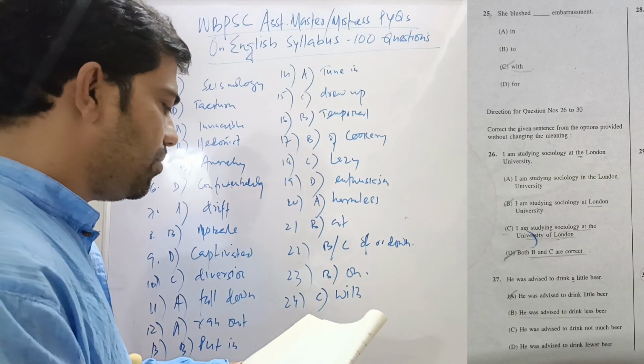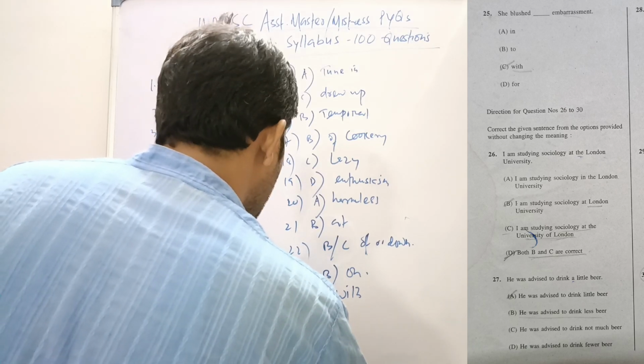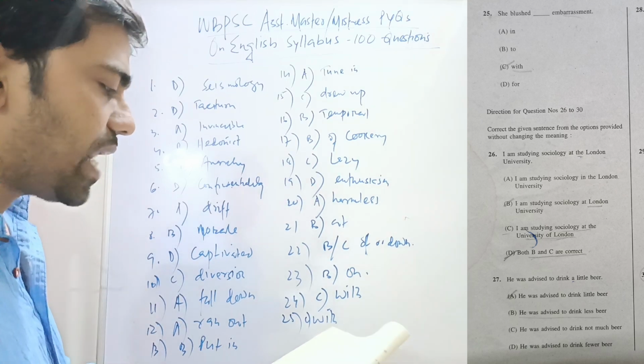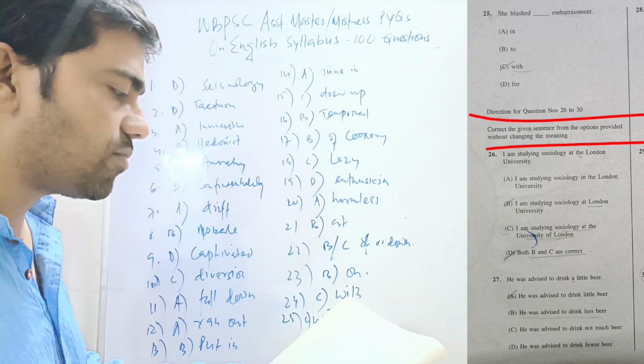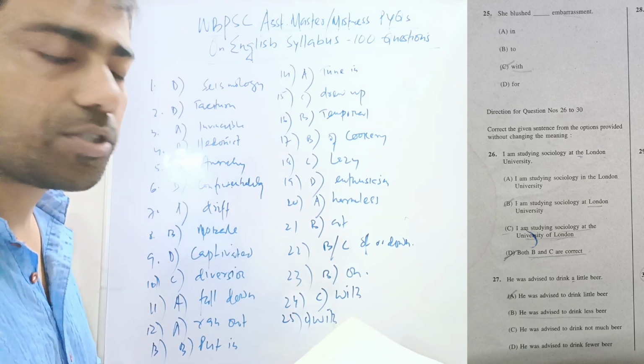C. Blushed with embarrassment. This is a very common question. With. All right. C number. With embarrassment. C. Blushed with embarrassment. Okay. Direction for question number 26 to 30: correct the given sentence from the options provided without changing the meaning. This is transformation of sentence.